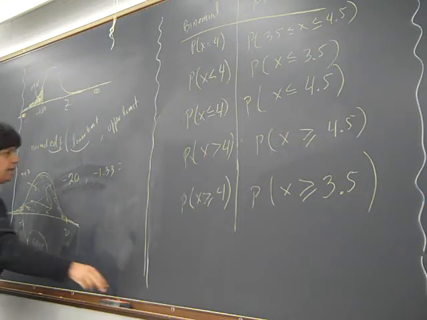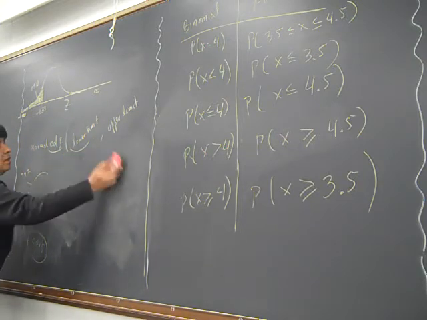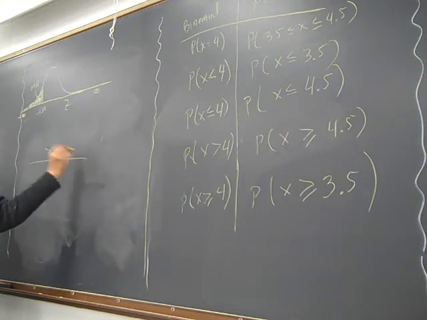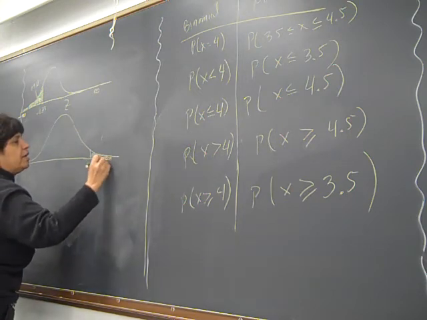What if I want to know, I'm going to erase this, what is the area to the right of positive 1.33? What is this area over here?